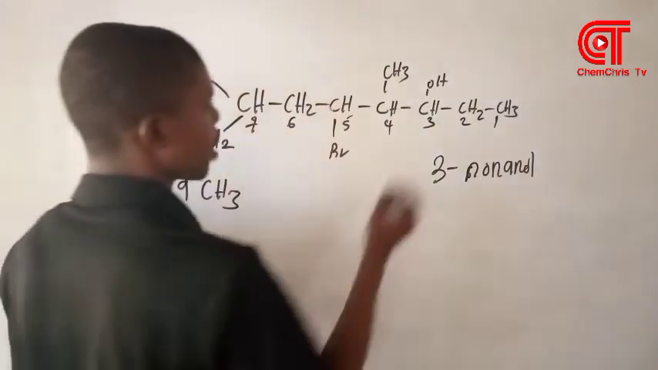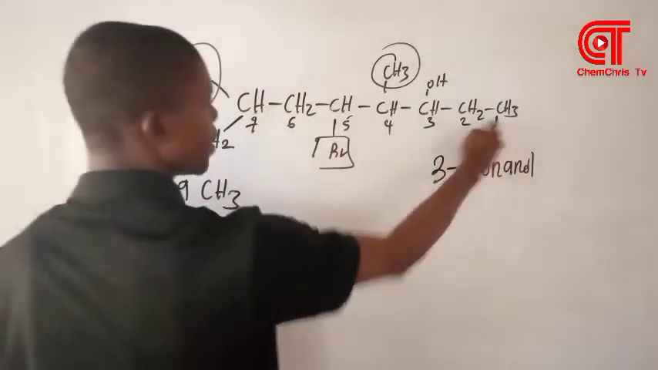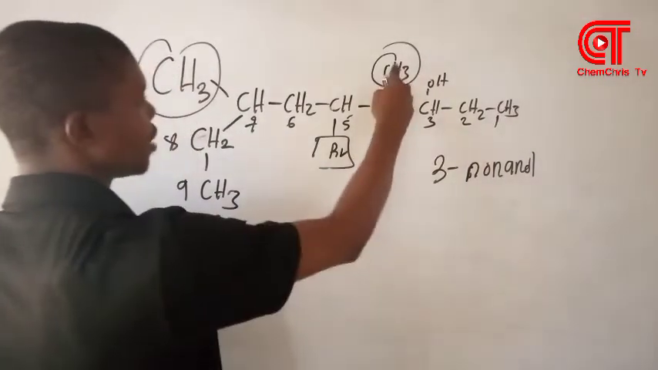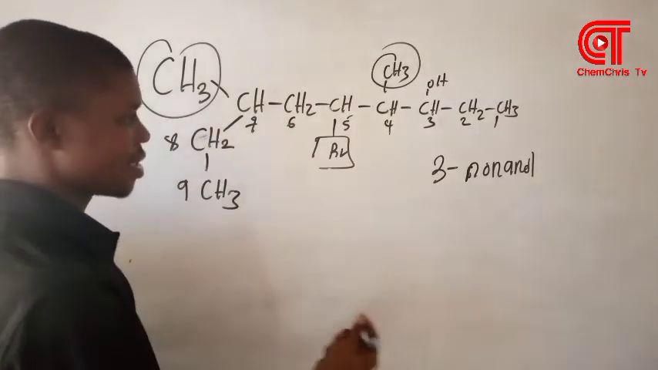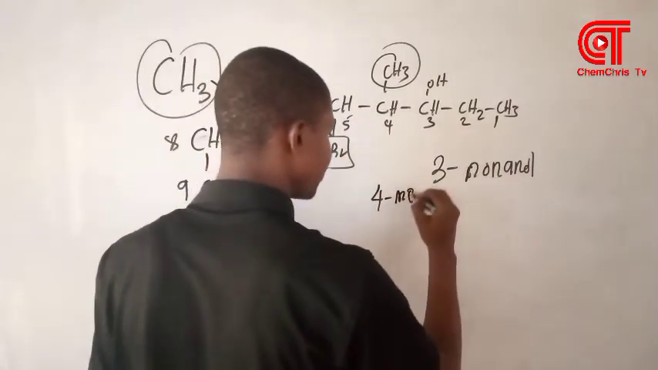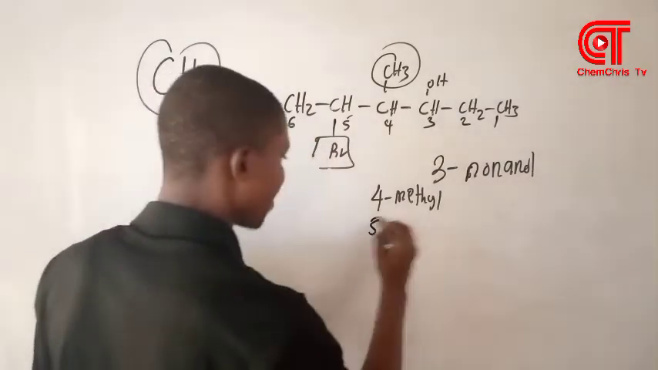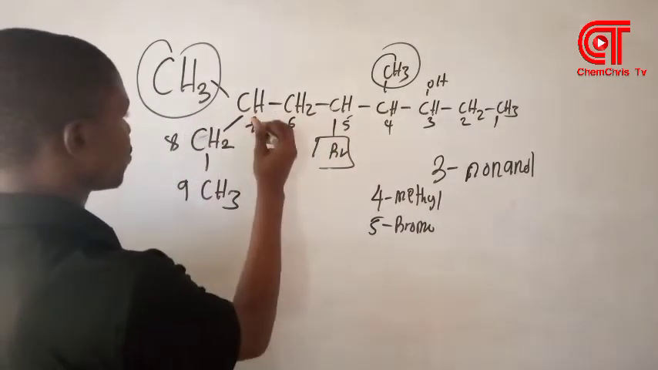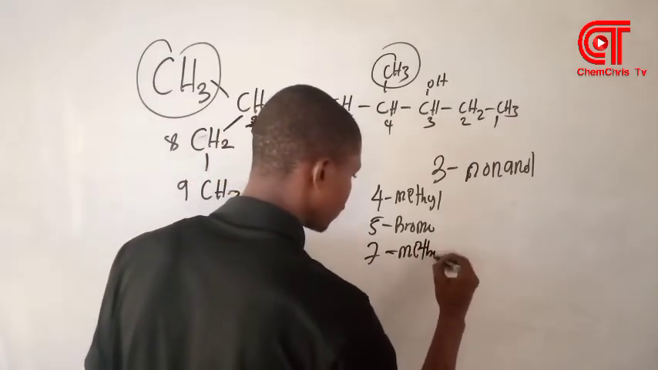So if you look at it very well, we have these groups that come as substituents. If I start from here to here, remember these are not counted among the chain, right? Because they are not counted among the chain, they are known as substituents. You get. So at number 4 I have methyl, which is 4-methyl. Then at number 5 I have 5-bromo. Then at number 7 I have 7-methyl.